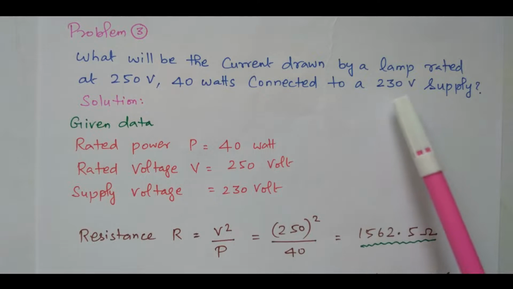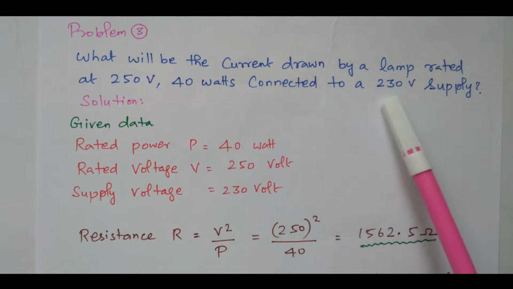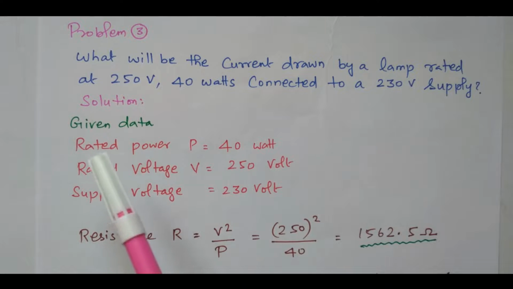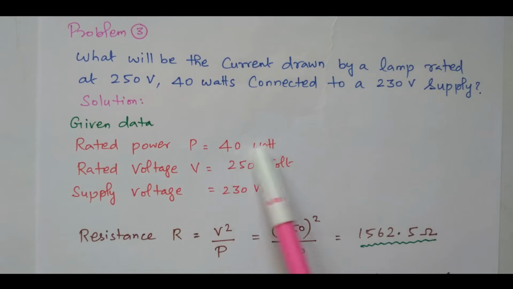It is connected across 230 volt. Since 250 is the rating, this 230 is the supply voltage. So what are the data available? Rated power is 40 watts. Rated voltage is 250 volt. Supply voltage is 230 volt.